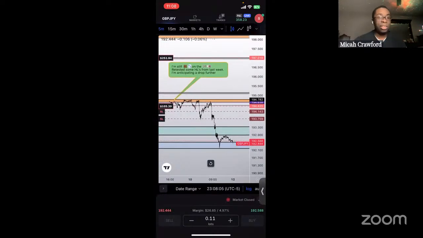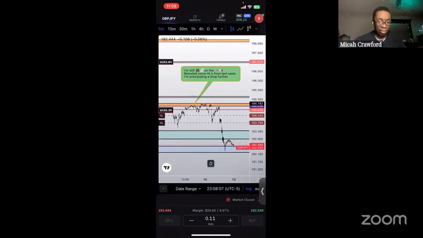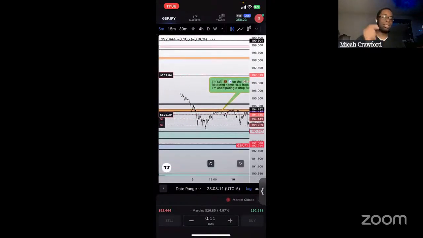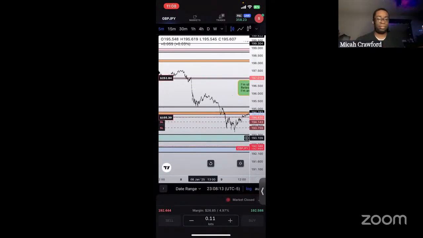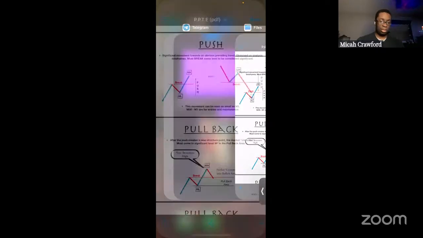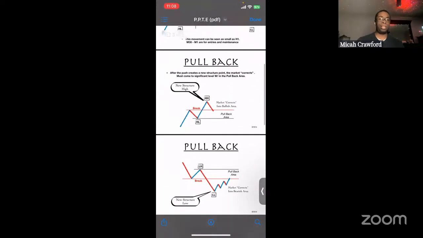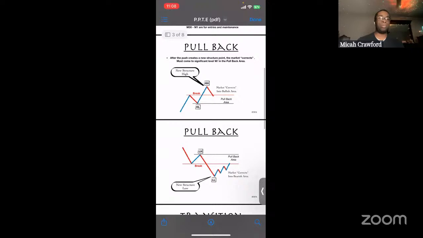Now you asked me about a sniper entry. That was a sniper entry. Hardly any drawdown. But I'm gonna be honest with you, I don't really care for sniper entry. As long as I see this push and pullback, I'll read the pullback.